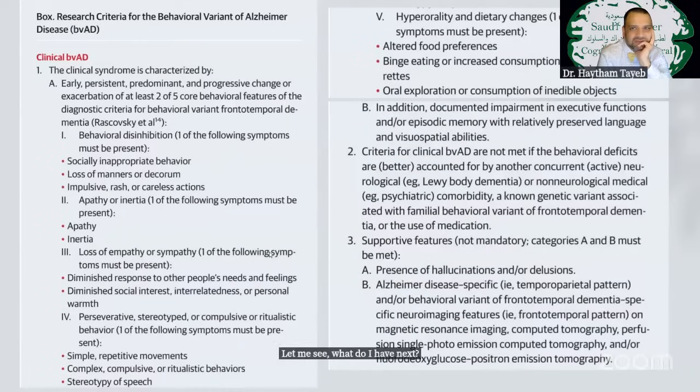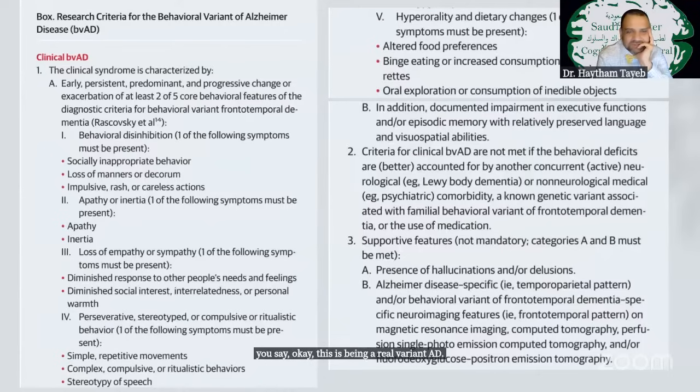So I ended up calling this behavioral variant AD. It doesn't really 100% fit the criteria. He has the apathy, inertia, socially inappropriate behaviors, no real perseveration or anything like that. He sort of fits given the presence of amyloid, you say, okay, this is behavioral variant AD.